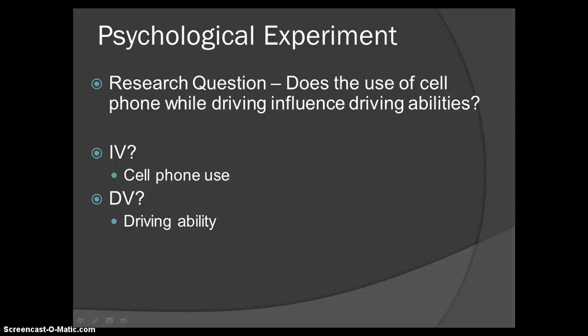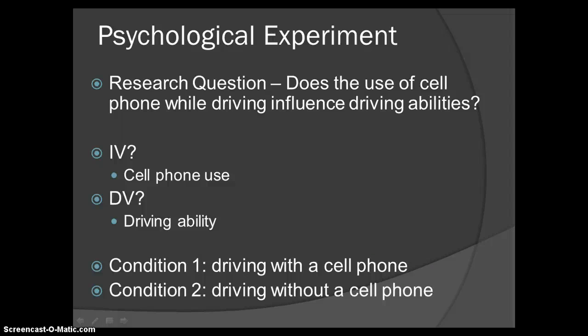And you have two conditions. Condition 1 is driving with a cell phone, so that's your experimental condition, experimental group, while condition 2 is driving without a cell phone. That's your control group.